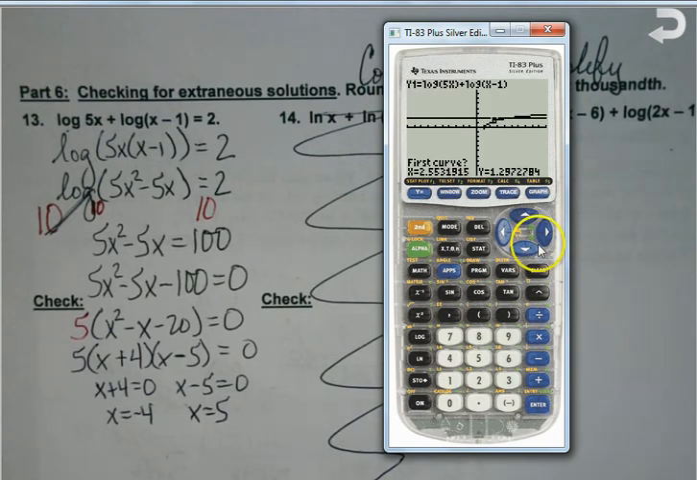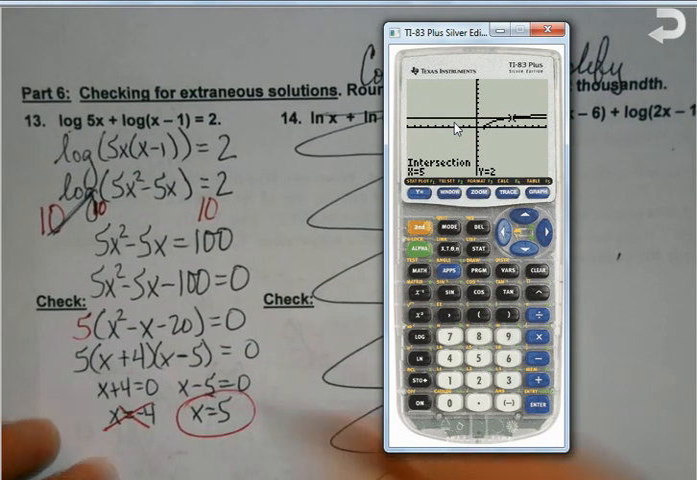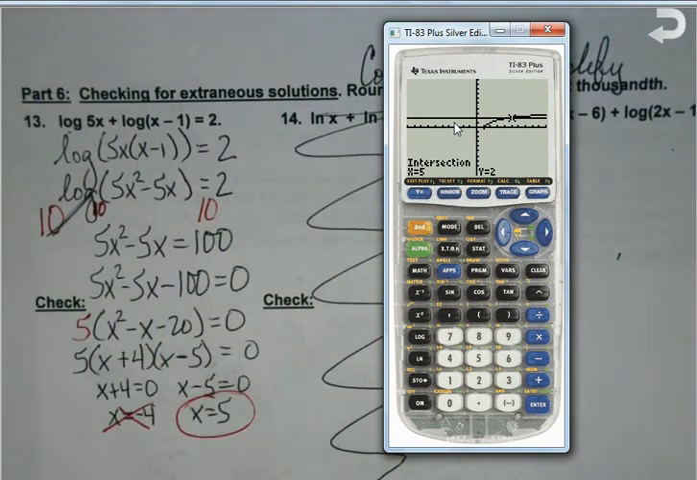All right, let's try this again. First curve. Am I on the line now? No. Now I am. All right, so the intersection is where x equals 5. Notice where x equals negative 4, this isn't going to cross anywhere. So visually I can see that one doesn't work. Otherwise, if I plug those in, I could algebraically figure out the same thing.